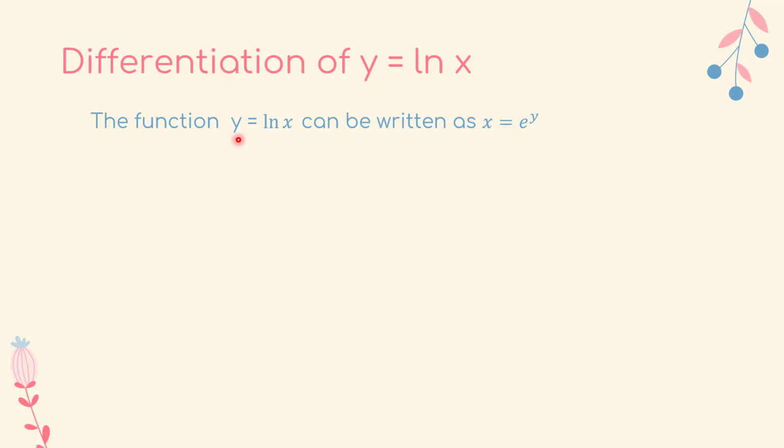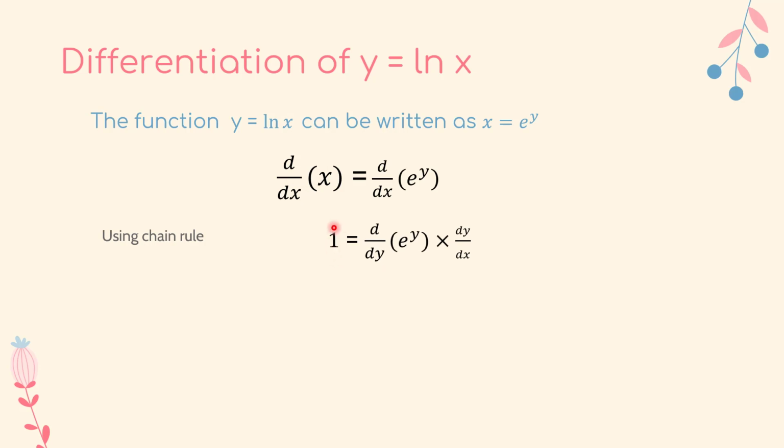Here, the function y equals ln x can be written as x equals e to the power of y. So let's differentiate x and e to the power of y. When x is differentiated, the result is 1. And when e to the power of y is differentiated, we have the chain rule. So we differentiate it in terms of y first, and it will be multiplied by dy/dx. So the derivative of e to the power of y is still e to the power of y, and then it will be multiplied by dy/dx.